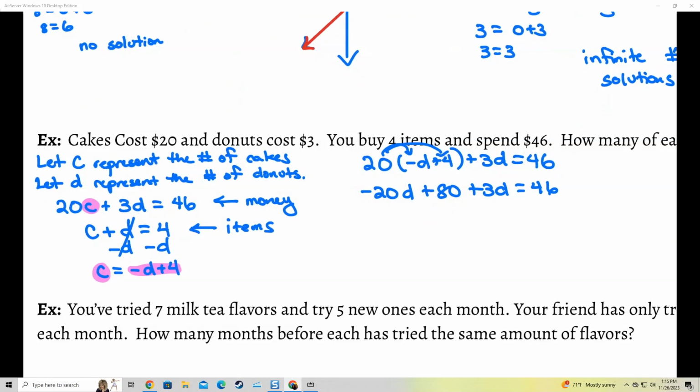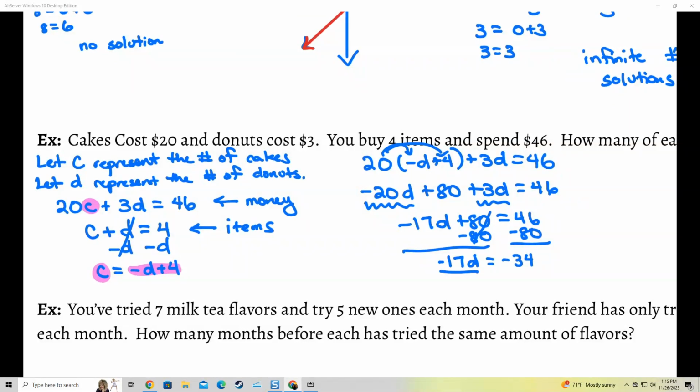Combine like terms, I get to combine the negative 20D with the 3D. That should give me negative 17D plus 80 equals 46. Subtract 80 on each side. Negative 17D is equal to negative 34. Divide both sides by negative 17, and I get D equals 2. What did I just find out? I just found out that the number of donuts that I bought was 2.